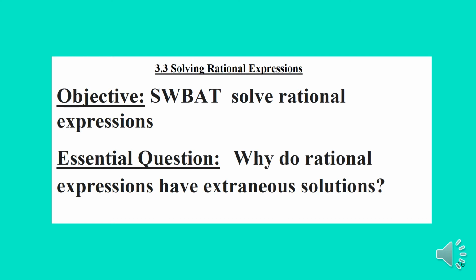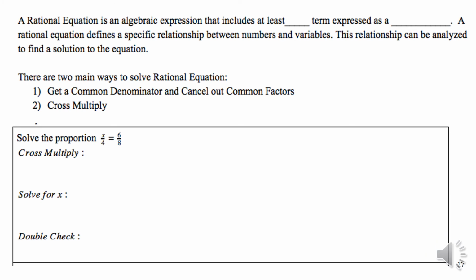In subunit 3.3, students will be able to solve rational equations and understand what an extraneous solution is and why rational equations have them. A rational equation is an algebraic equation that includes at least one term expressed as a ratio. A rational equation defines a specific relationship between numbers and variables. This relationship can be analyzed to find a solution to the equation.